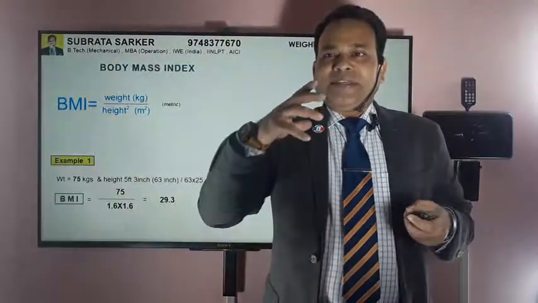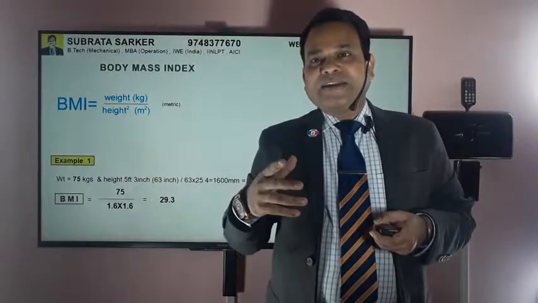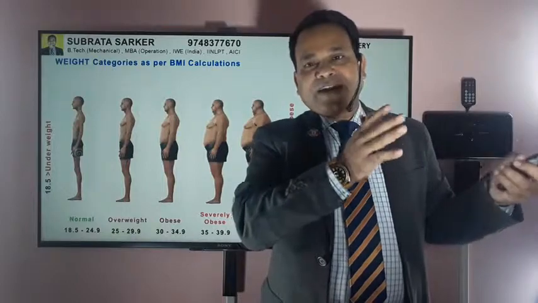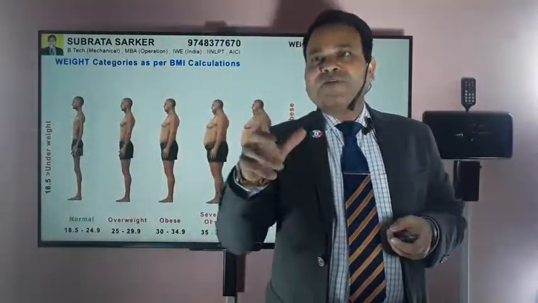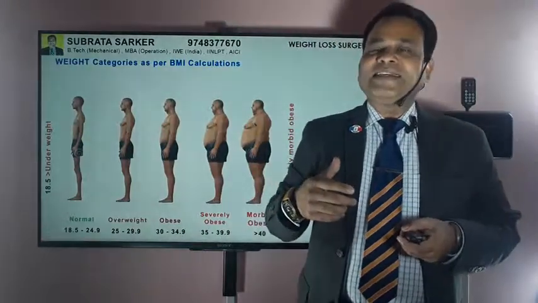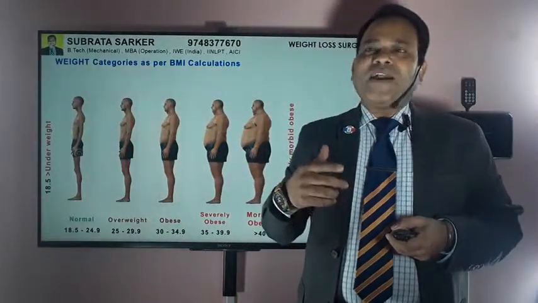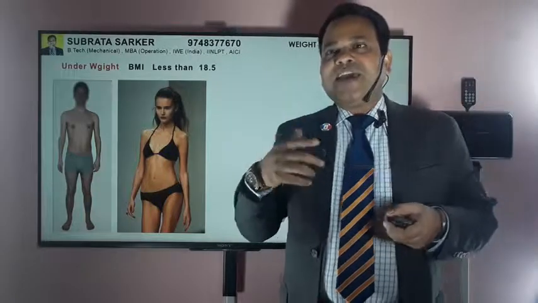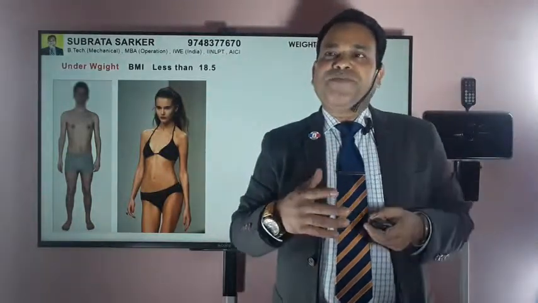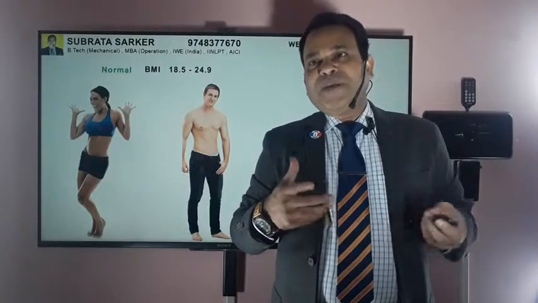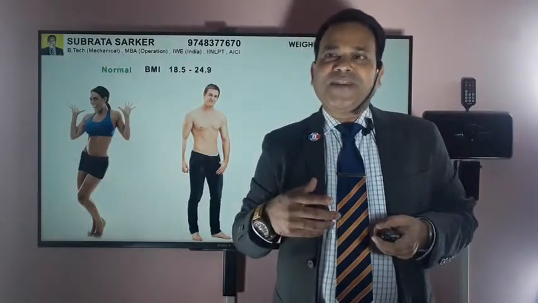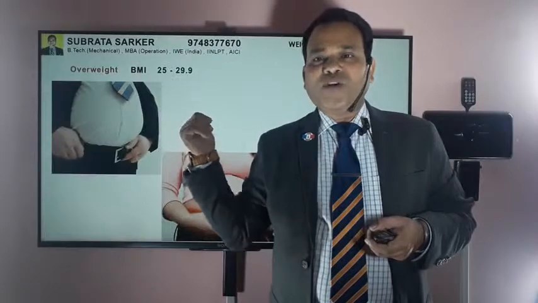Depending on your body mass index, you are in a different category actually. For example, if your body mass index is less than 18.5, then you are underweight, like in this picture. If your body mass index is between 18.5 and 24.9, then you are normal weight. And if your body mass index is between 25 and 29.9, then you are called overweight.